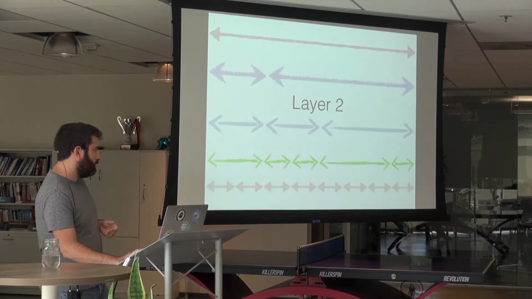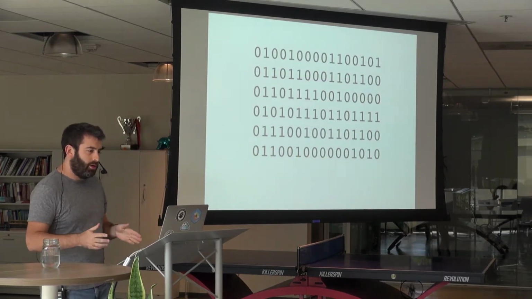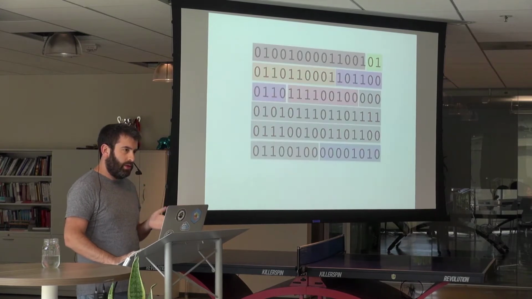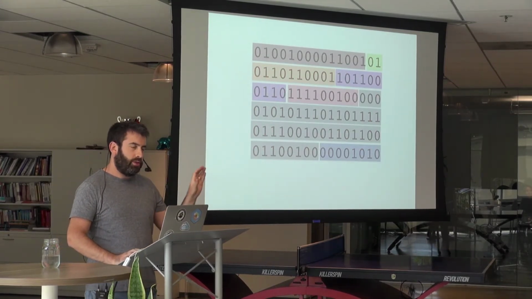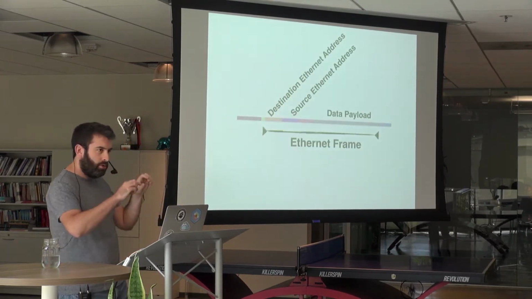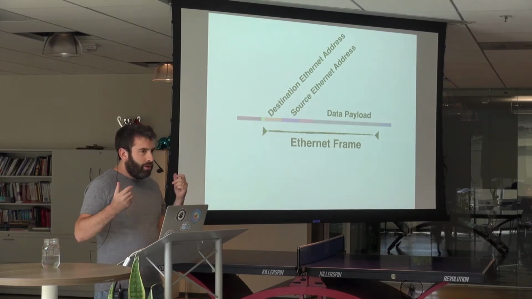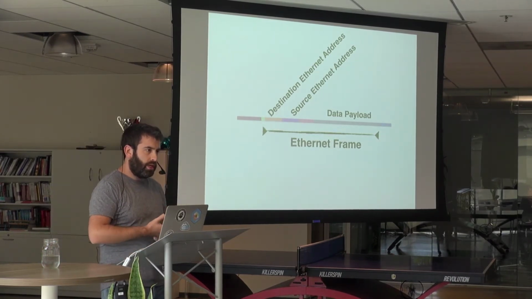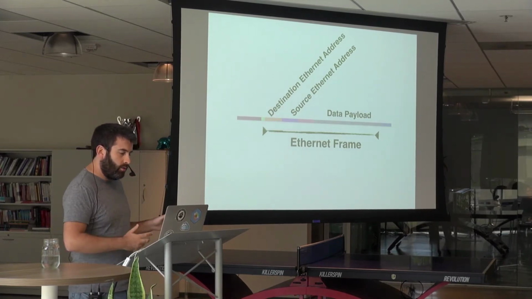So we go to layer 2. Layer 2 starts with the bits that we got out of layer 1, and it assigns meanings to those bits. It says, let's take this stream of bits and cut it up into segments and say this set of bits means this thing, and this other set of bits means this other thing. And when you do that and you reassemble that set of bits, you end up with this thing called an Ethernet frame. And the Ethernet frame has a source address and a destination address, and it has a payload of data that it's carrying along with it.